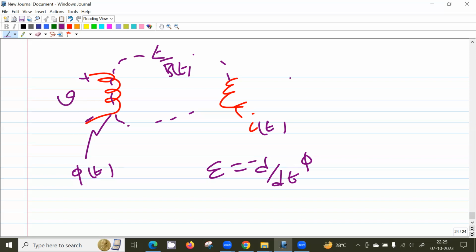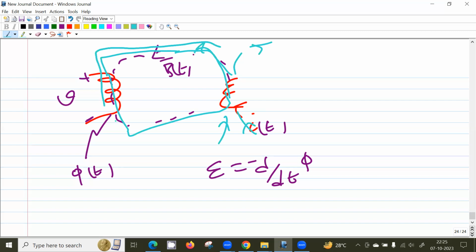This is in air, so the magnetic field coming out of this coil will go in all directions. The magnetic field lines will go everywhere. But suppose we put in a soft iron core, which is there in a transformer. This soft iron core is a conductor of magnetic field, so 99% of the magnetic field lines will come inside it.